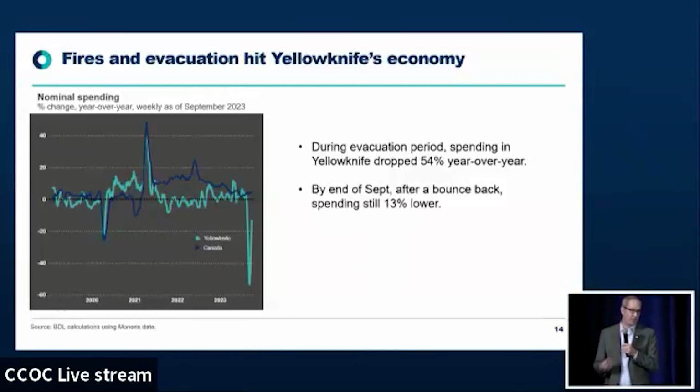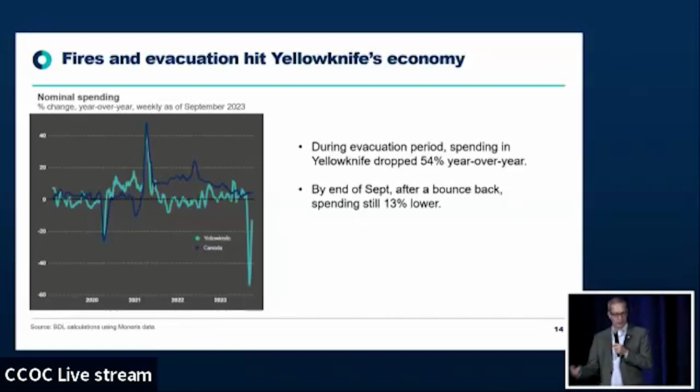I was just updating data from the end of September as we're sitting here in the hotel. And I noticed that this is actually a really interesting tool to look at local impacts of events. So we had fires and evacuations, unfortunately, in Yellowknife. And when we look through our data in Yellowknife's economy for September, you can see very clearly that in the first week of September, spending overall in Yellowknife fell by over 54% on a year-over-year basis.